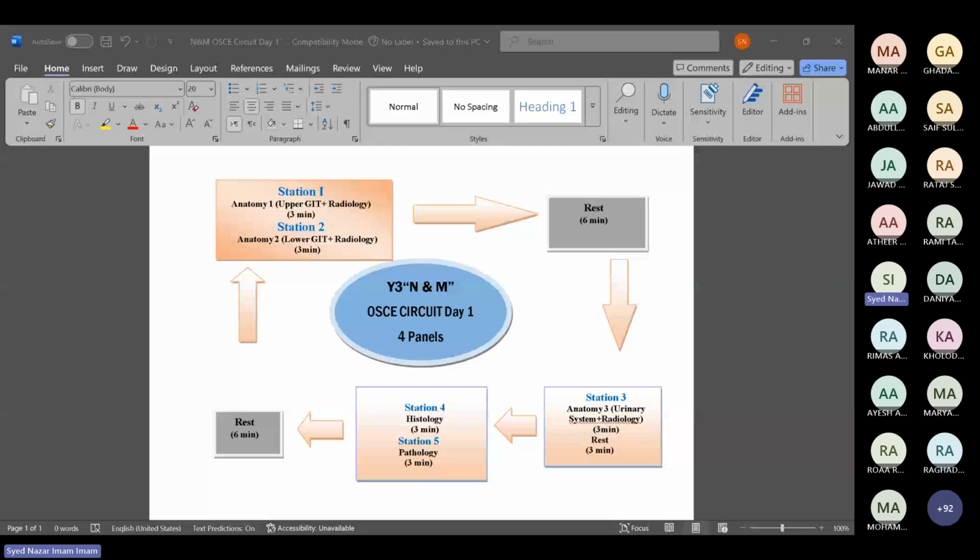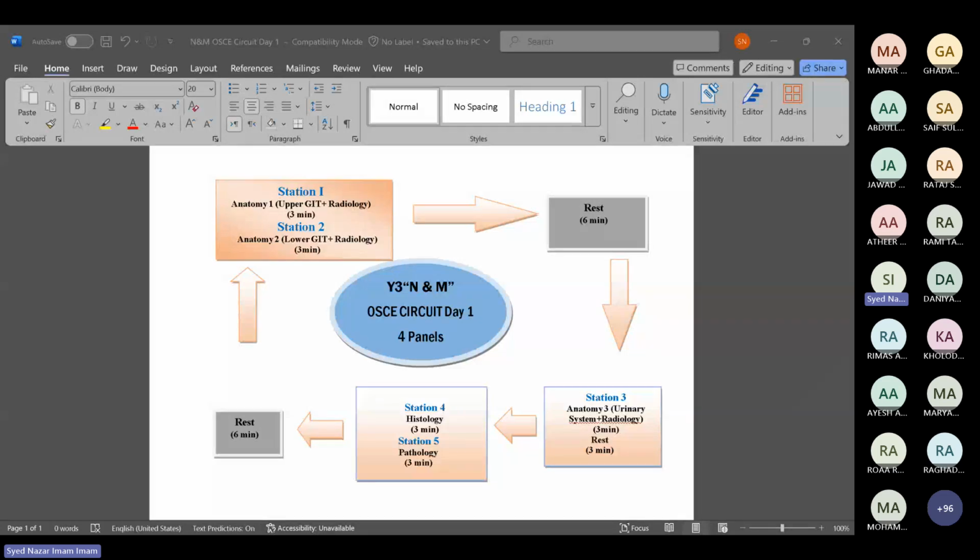So one student will be entering room number 1, where there are 2 stations, station 1 and station 2. The total time for each station is 3 minutes. You finish station 1 in 3 minutes, and then you move to station 2 for 3 minutes. So in one room, you finish these 2 stations. After that, you will move to the rest, and this rest is going to be 6 minutes.